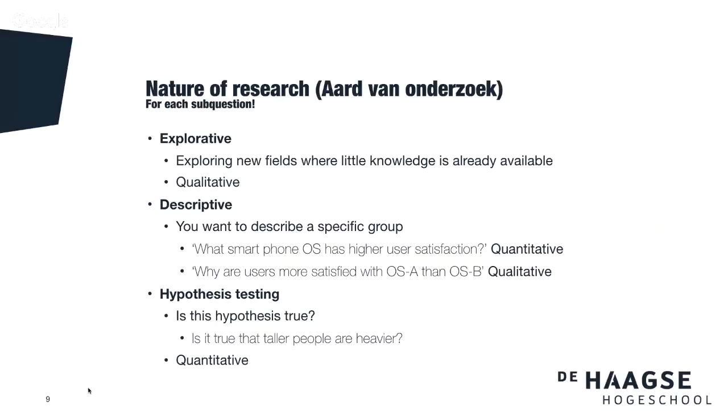What we can also try to figure out is why are people more happy with one operating system than the other? So then we'll have to ask open questions because we don't know. We know that there are two operating systems. People are maybe happier with this one more than the other one. But why? We don't know. So we have qualitative data, but still they are descriptive of something that we already know.